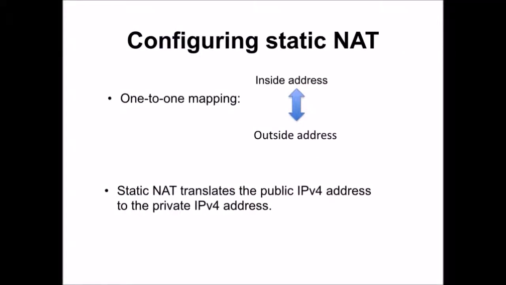A static NAT is a one-to-one mapping between an inside address and an outside address. A static NAT allows external devices to initiate connections to internal devices using the statically assigned public address. The static NAT translates the public IPv4 address to the private IPv4 address.